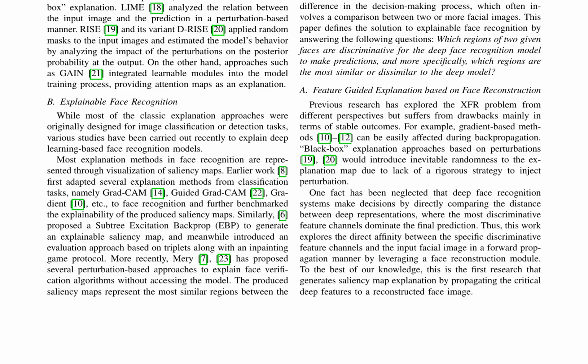The approach explores the direct affinity between specific discriminative feature channels and the input facial image through a forward propagation manner, leveraging a face reconstruction module. This method generates saliency map explanations by propagating critical deep features to a reconstructed face image, offering a novel solution to the limitations of existing gradient-based and perturbation-based methods.